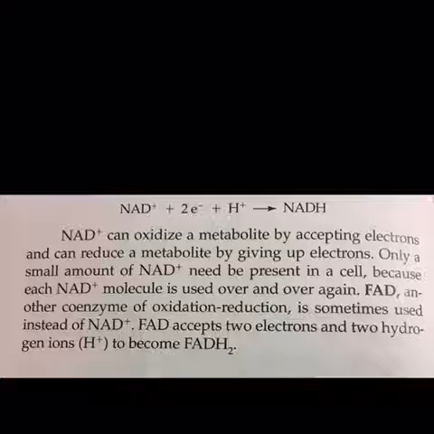NAD can oxidize a metabolite by accepting electrons and can reduce a metabolite by giving up electrons. Only a small amount of NAD needs to be present in a cell because each NAD molecule is used over and over again. FAD, another coenzyme of oxidation-reduction, is sometimes used instead of NAD. FAD accepts 2 electrons and 2 hydrogen ions to become FADH2.